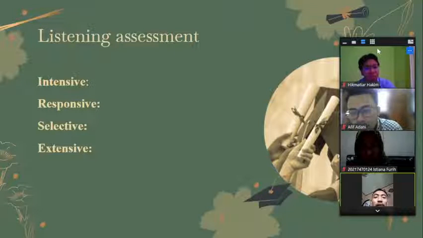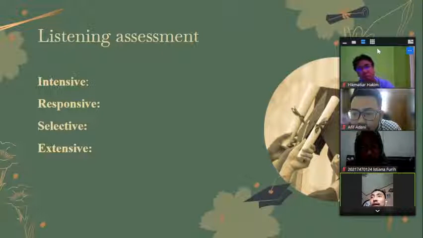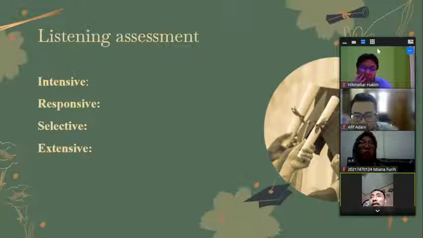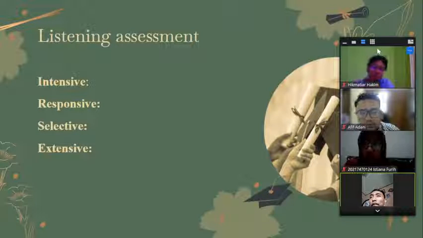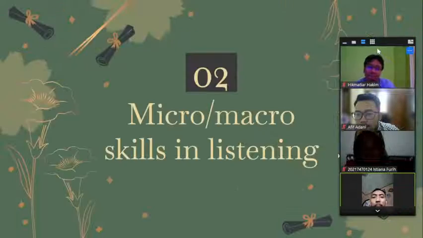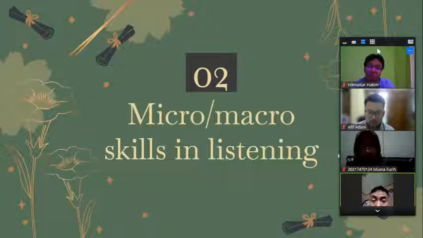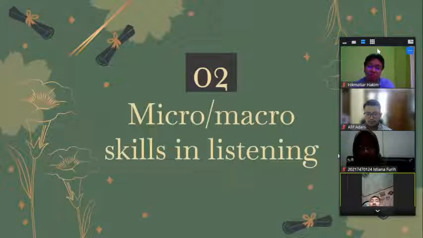Okay, the first is intensive, and the second is responsive, and the third is selective, and the fourth is extensive. Okay, the next is about micro and macro skills in listening.